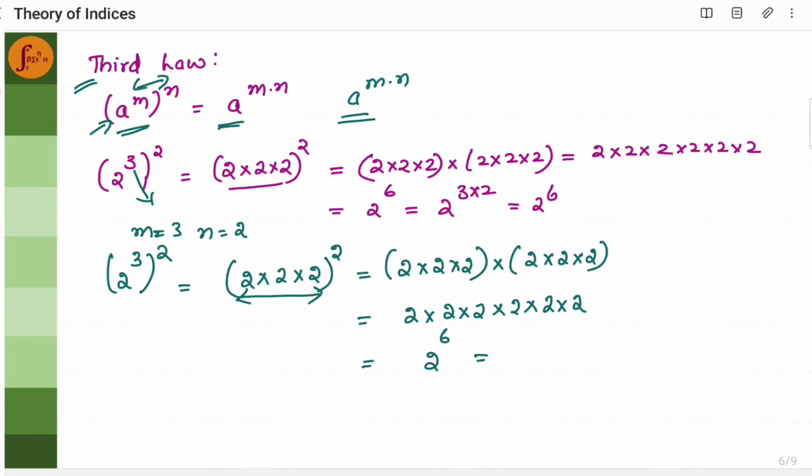Now, how did we get 6? It is nothing but 3 into 2, that is m into n. 2 to the power m into n. So, basically, a to the power m, whole to the power n, is equal to a to the power m into n.